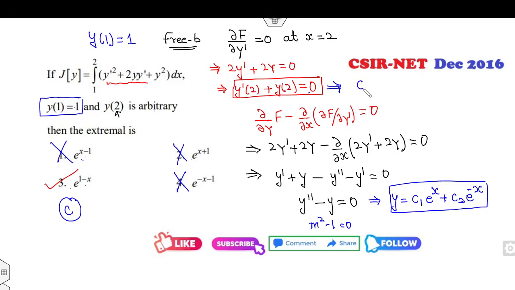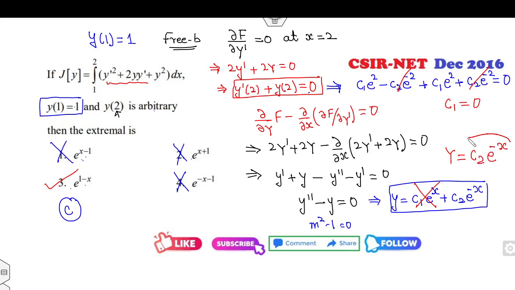What is the y dash? It is c1 e raised to power 2 minus c2 e raised to power minus 2 plus c1 e raised to power 2 plus c2 e raised to power minus 2 is 0. So clearly, from this case c1 will be 0. Once c1 is 0, your solution will be in terms of e raised to power minus x. I can find the value of c2 based on y of 1 is 1. But the first method is quite easy. You can use the options and get your right answer.